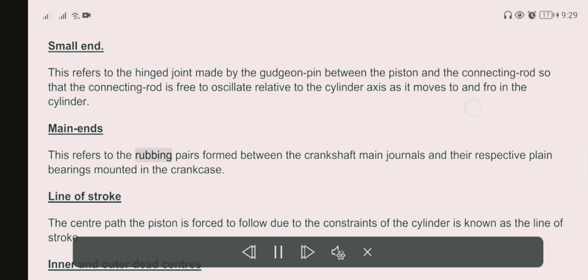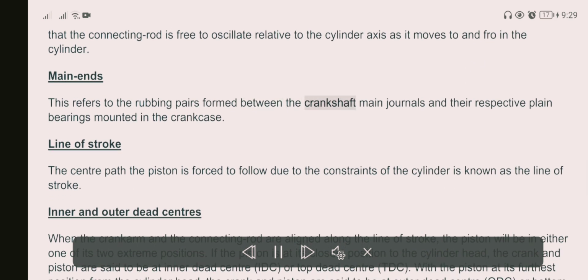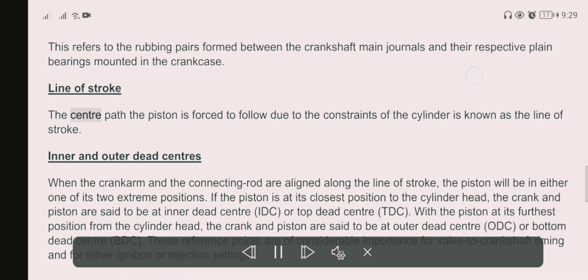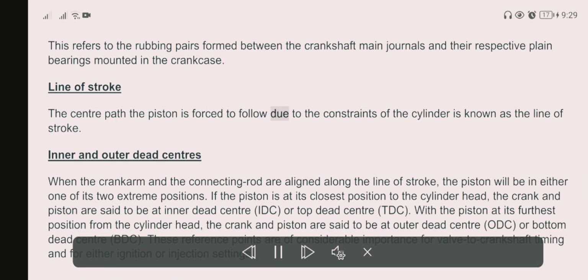Main ends. This refers to the rubbing pairs formed between the crankshaft main journals and their respective plain bearings mounted in the crankcase. Line of stroke. The center path the piston is forced to follow due to the constraints of the cylinder is known as the line of stroke.